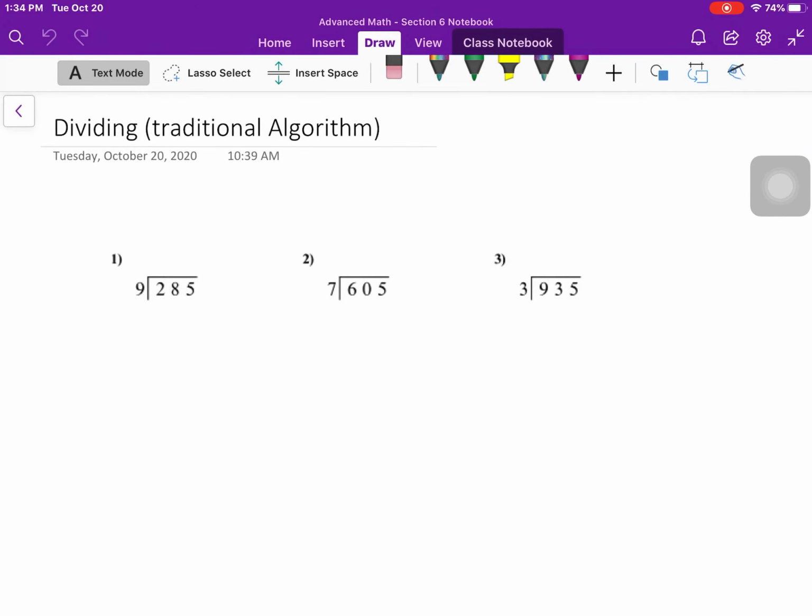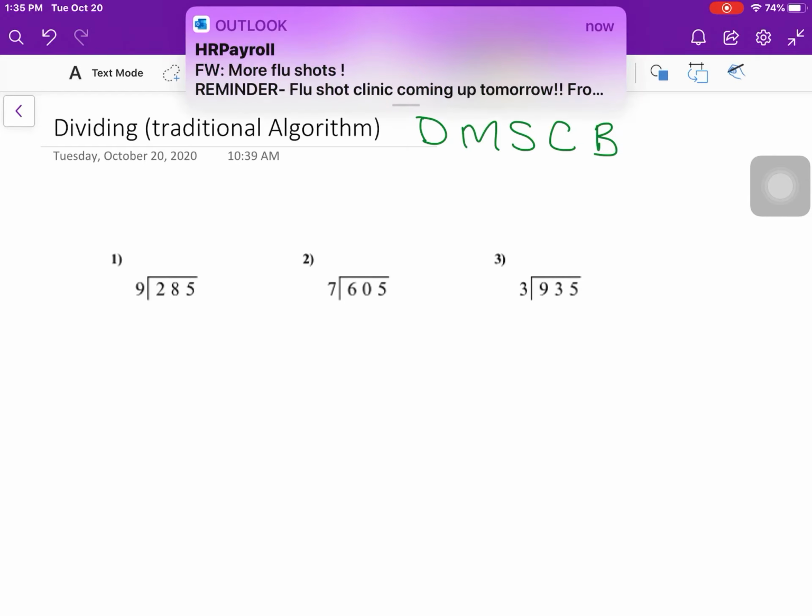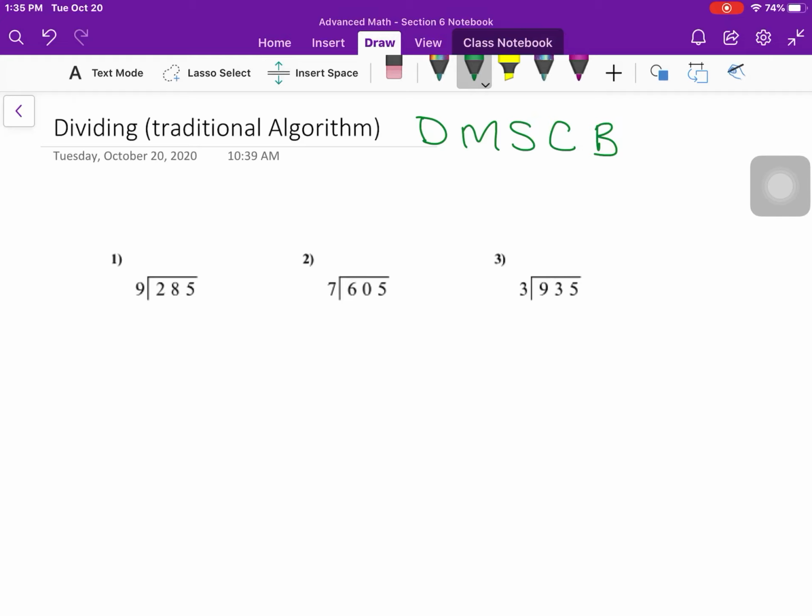Okay, let's practice dividing using our traditional algorithm. Remember, does McDonald's serve cheeseburgers? That's kind of what we're going to use as we go through this. Okay, the first step was to divide. So we ask ourselves, this is 285 divided by 9, how many times does 9 go into 28? Well, I think it goes in there 3 times.